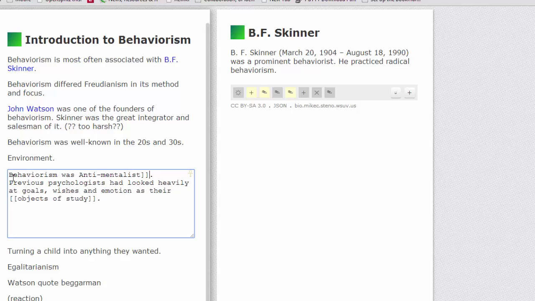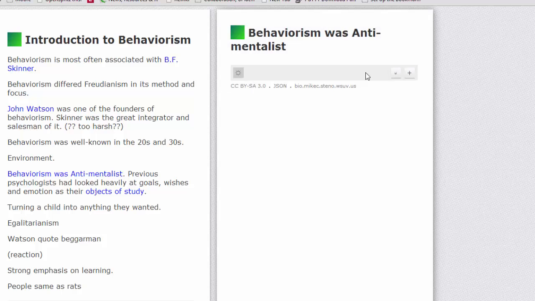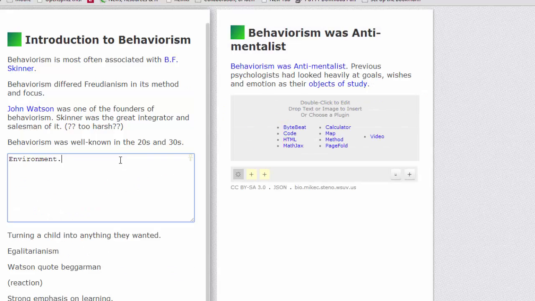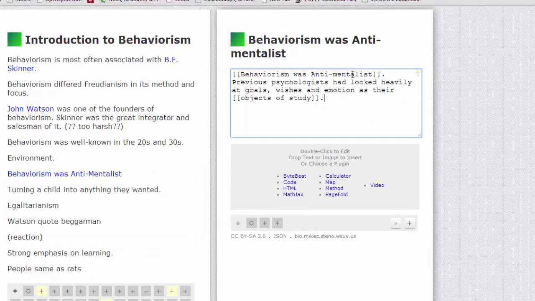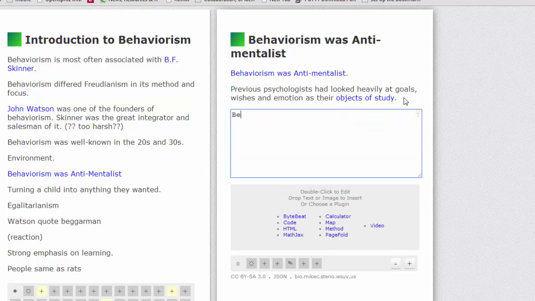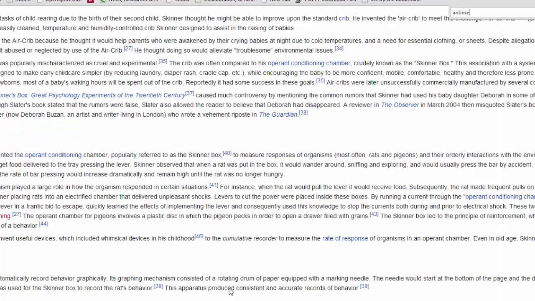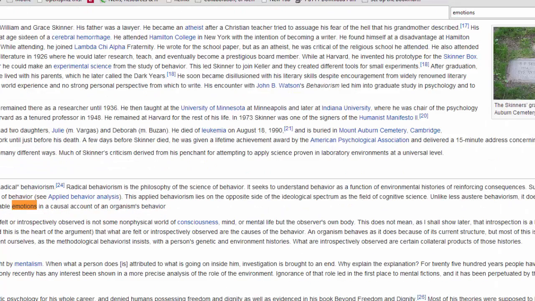If you look at this, they're finding this behaviorism was anti-mentalist, and they're turning that into a page where they're going to start collecting quotes, references, any evidence that this is in fact true or that it's not true. And they're going to try to centralize that information on this page. And this makes sense in a number of ways.